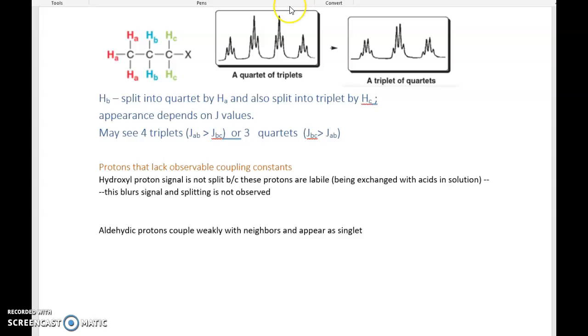There are some protons that lack coupling constants. These are compounds that aren't going to show multiplicity, and two of the most important are the hydroxyl proton, which is going to be involved in hydrogen bonding with water, and so it's going to have a blurred signal. You're not going to be able to see splitting with that. The other thing you're not going to see splitting with is an aldehydic proton. If you've got an aldehyde here, this proton right here will couple very weakly with its neighbors and appear as a singlet.